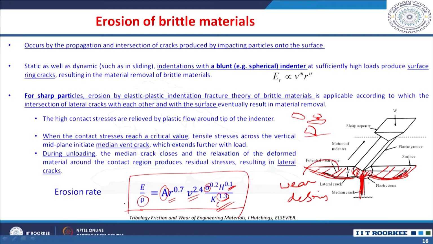formula. There are certain similar formulae actually developed based on the experimental results, but what we can note down here is the erosion rate is dependent on the particle size, particle velocity, the particle density, the hardness of the material being eroded and the fracture toughness of the material being eroded.